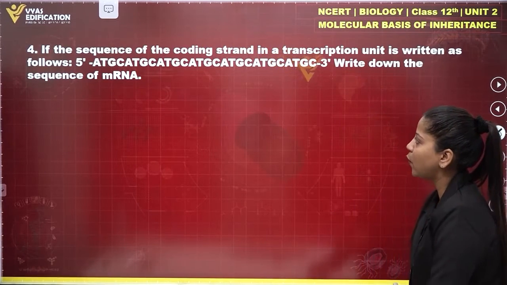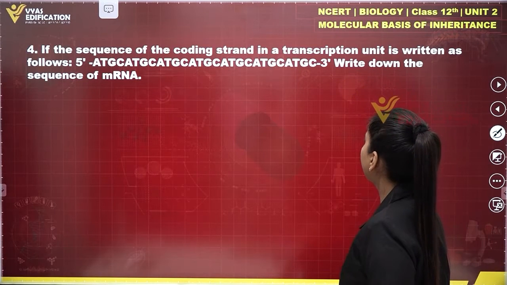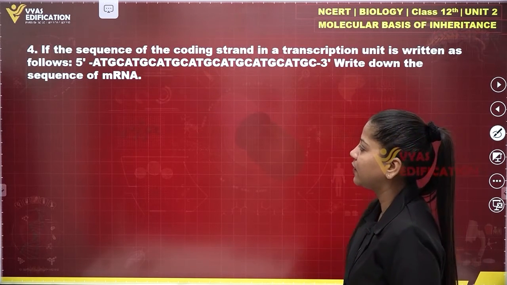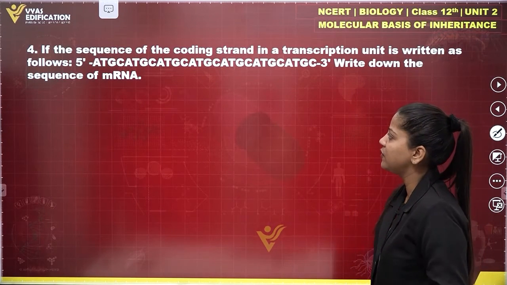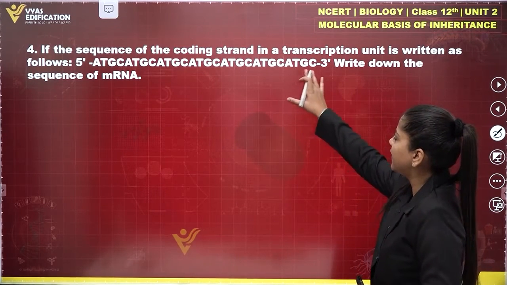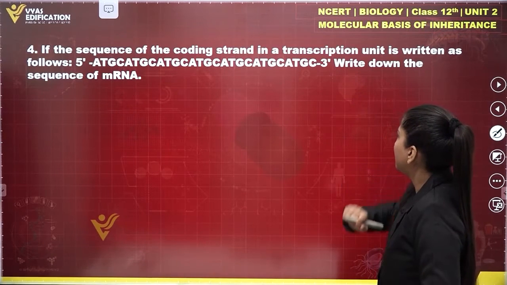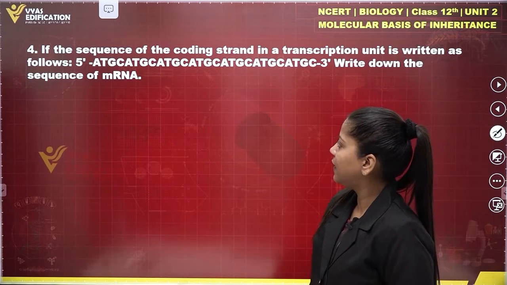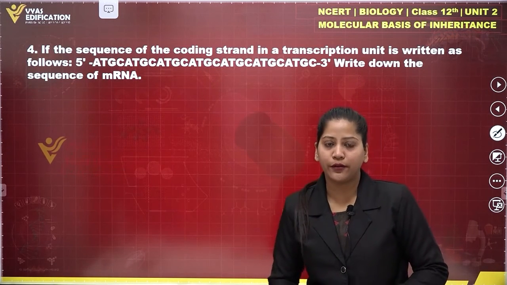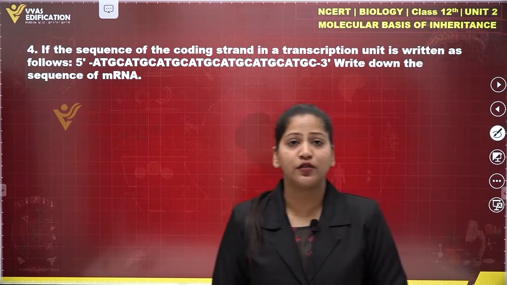If the sequence of the coding strand in a transcription unit is written as follows, that is 5 prime ATGC, ATGC, ATGC, ATGC, ATGC, ATGC, ATGC and 3 prime. Write down the sequence of mRNA. So we have been given the base sequence of a coding strand of DNA. Now what is the coding strand and what is the template strand?